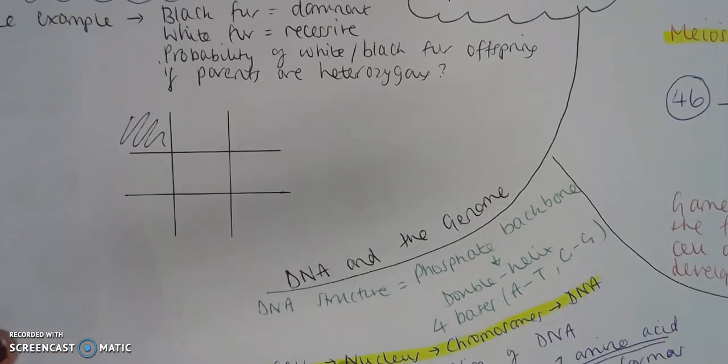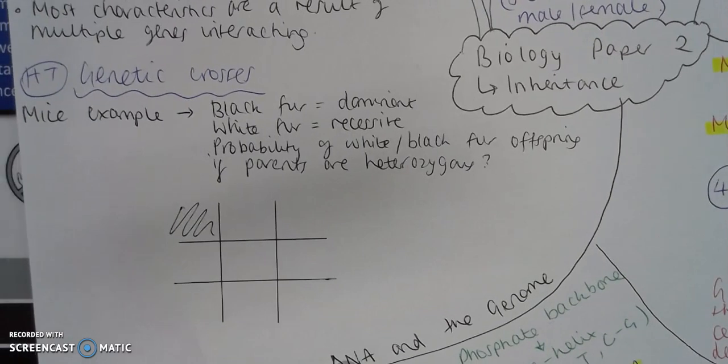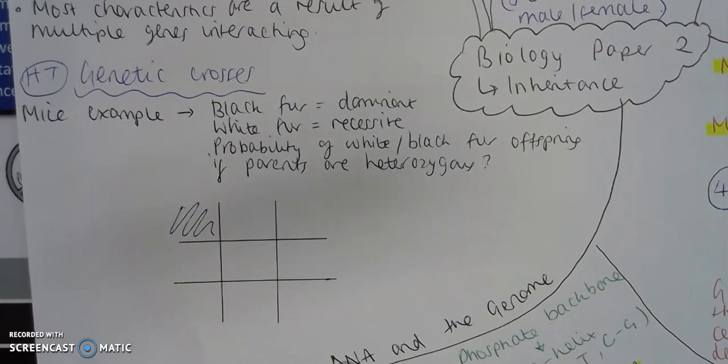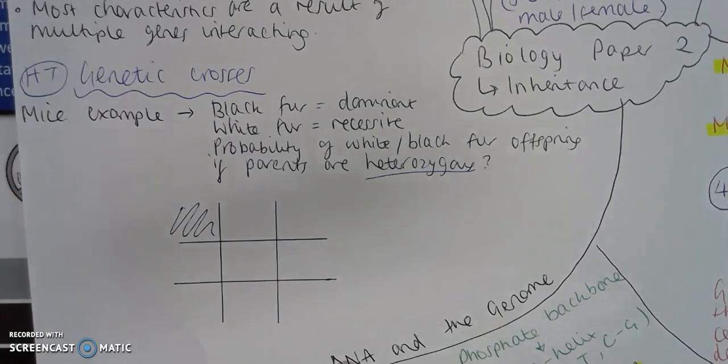So, for higher tier people, we need to know about genetic crosses. I'm just going to quickly go through one with you to recap. We're going to use mice as an example. Say black fur is dominant and white fur is recessive, and I want to know the probability of white or black fur offspring if the parents are both heterozygous. If they're heterozygous, they're going to contain one of each allele, so a dominant and a recessive allele.